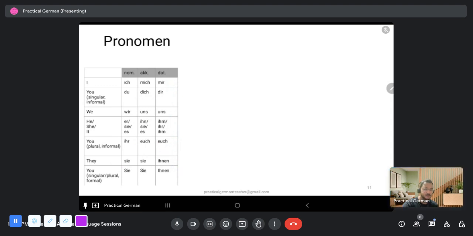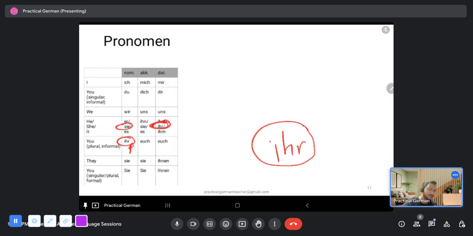Okay, euch. Yeah. Remember this column, guys. These values. Don't get confused between this ihr and this ihr. If I write just ihr, how do you know which one it is, right? This ihr is like you, plural informal in nominative case. This ihr is she in dative case. Again, just want you to pay attention to this. Don't get confused.